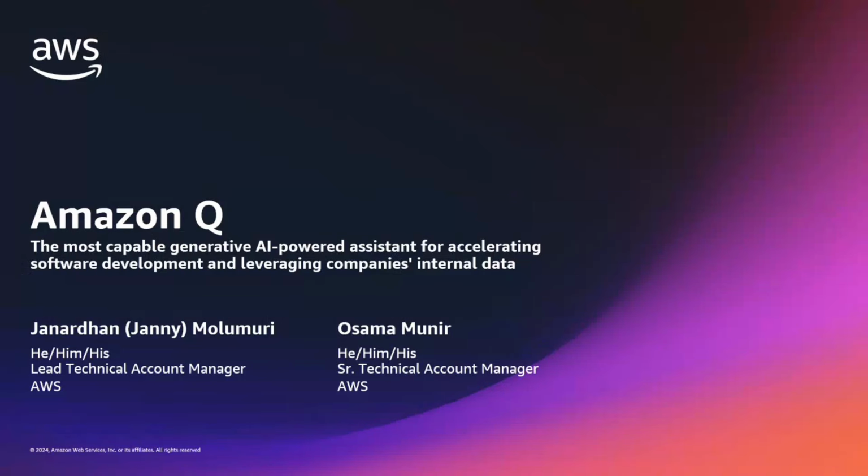Great. So we want to take this opportunity to talk about Amazon Q, the new generative AI-powered assistant from AWS, which got released in preview as part of reInvent last year and went GA as of April 30th.